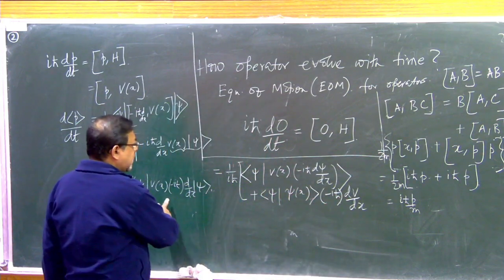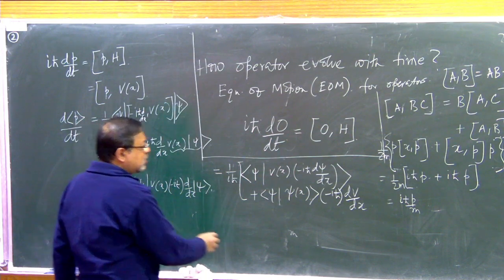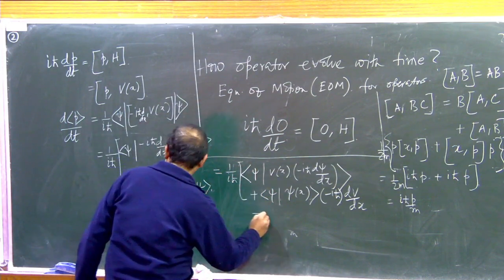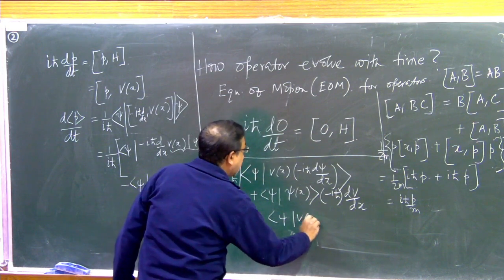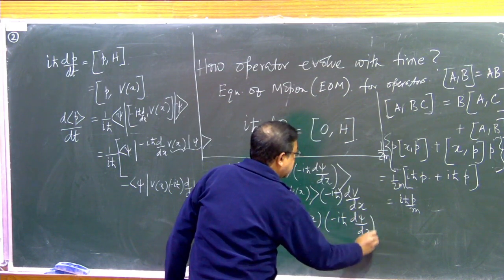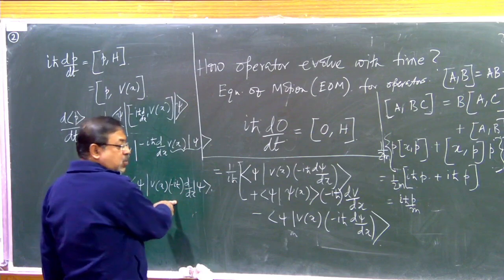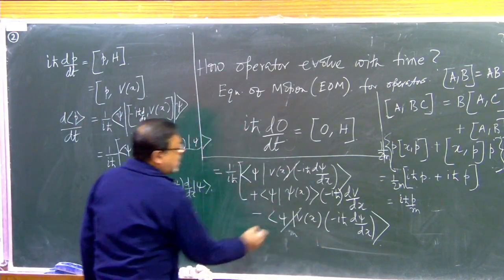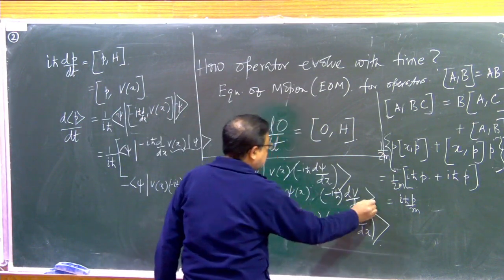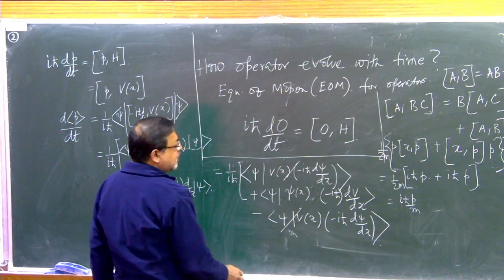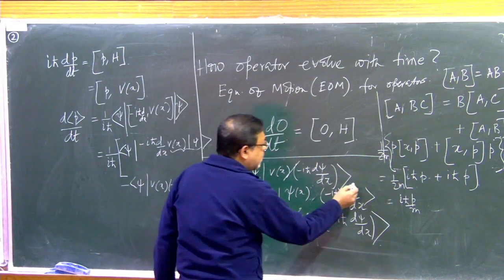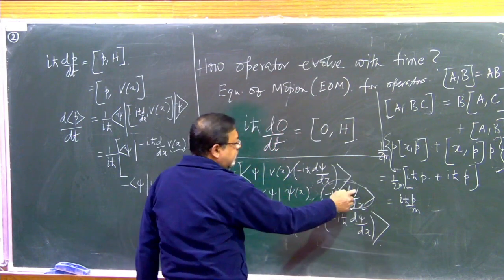Now you see that this V of x looks like the first term, and then there is a term which is minus psi V of x, and then minus iℏ dψ/dx, which is the second term in the original expression. These two will cancel out, and what you are going to have is this term, minus iℏ. So this becomes a quantity which is dV/dx and so on.